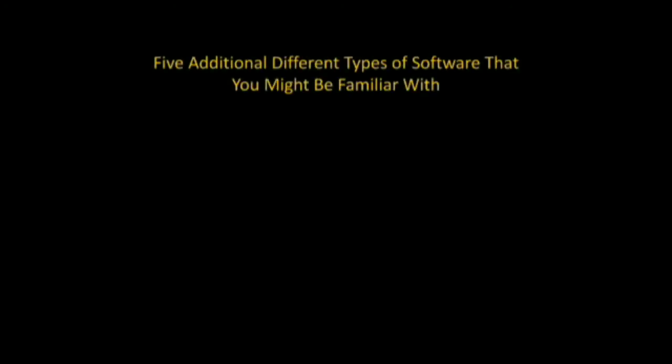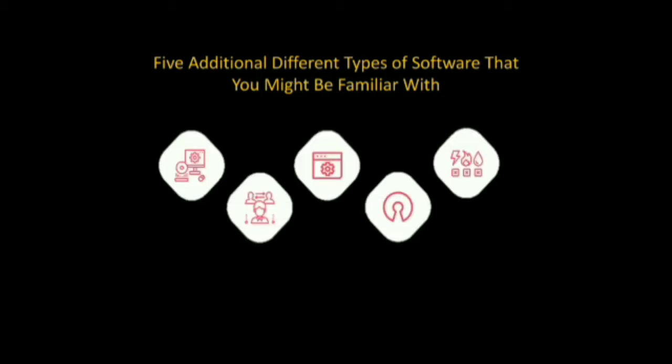Now that we have discussed the major types of software, you must be wondering about the software you use most frequently. So here are the 5 additional different types of software that you might be familiar with. We have the freeware, shareware, open source software, and utility software.